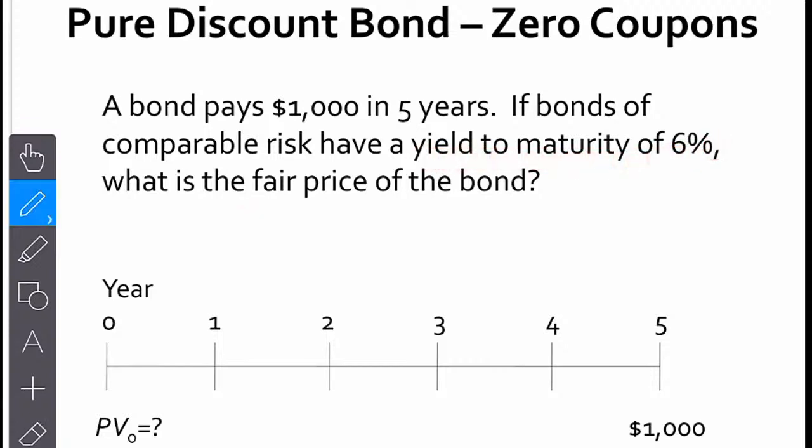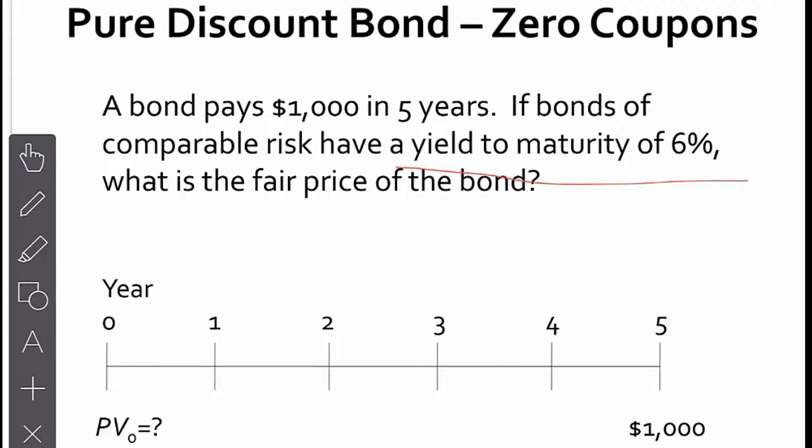When it comes to bonds, we're going to talk about the yield to maturity, but that's just the interest rate. That's the interest rate for valuation. So if bonds of comparable risk have a yield to maturity of 6%, so this is rationalizing why I picked 6%, because bonds that are similarly risky have a return of 6%. So I can figure out the fair price based on that.